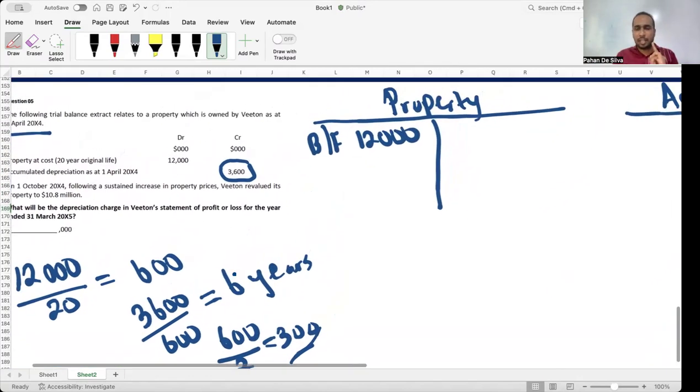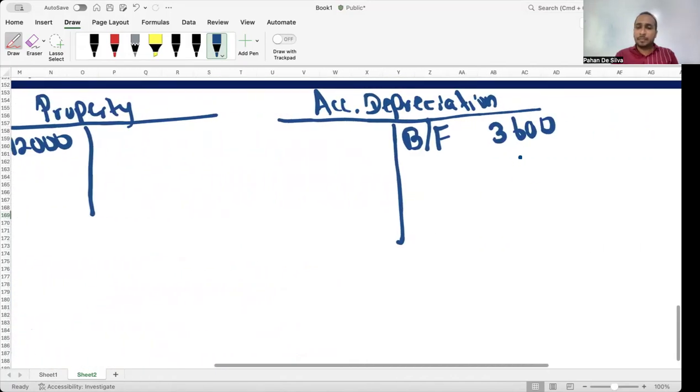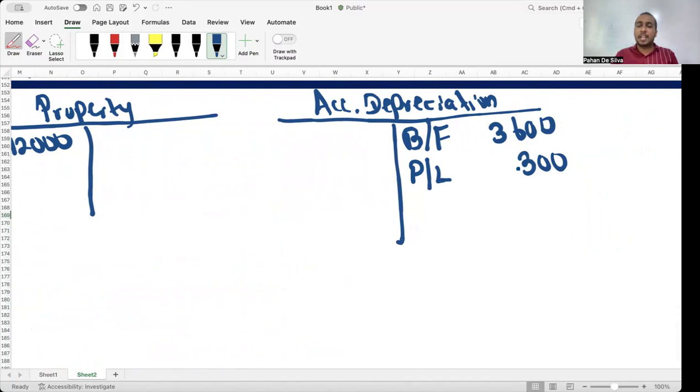The very first thing is to correct, or bring the accumulated depreciation account balance to reflect the accumulated depreciation until the date of revaluation. So for that, I am charging depreciation for the 6 months of the year. I am crediting the accumulated depreciation account and debiting the P&L. So this is charged to the P&L.